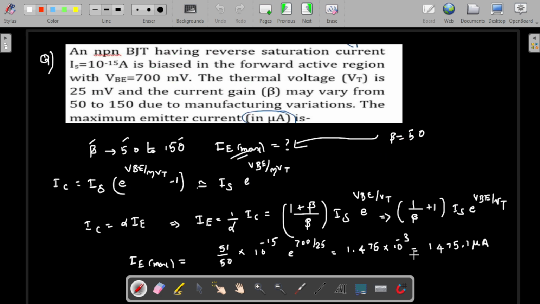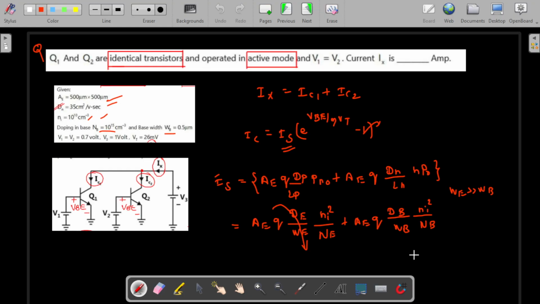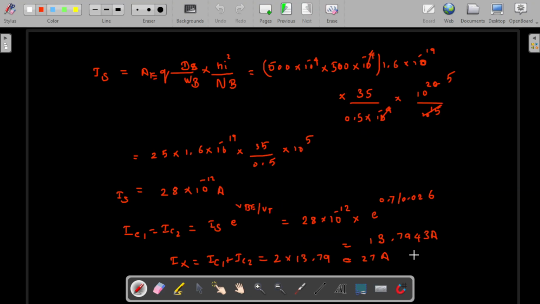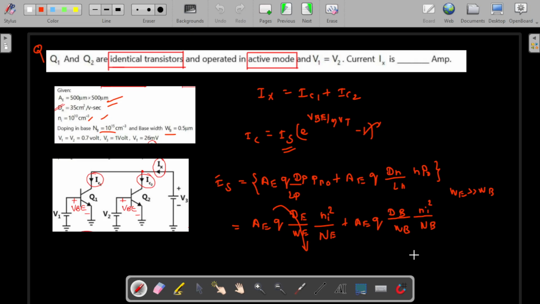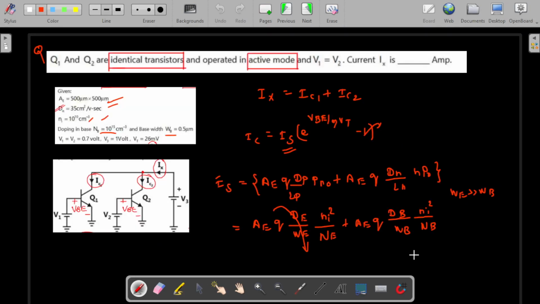I hope you guys understand all these 4 problems. These 4 problems are very important, so please watch again if you don't understand. Please post any doubt you have, and I will be there to solve it. Everything here is a GATE-asked question only. I hope this is well understood by you guys.